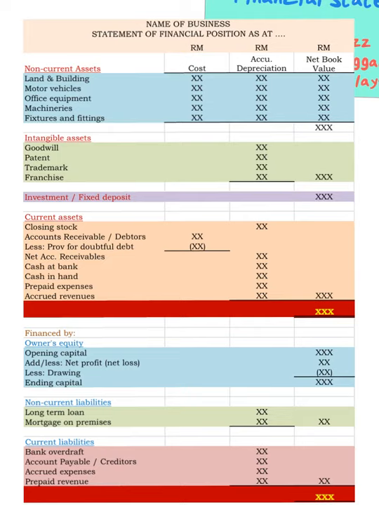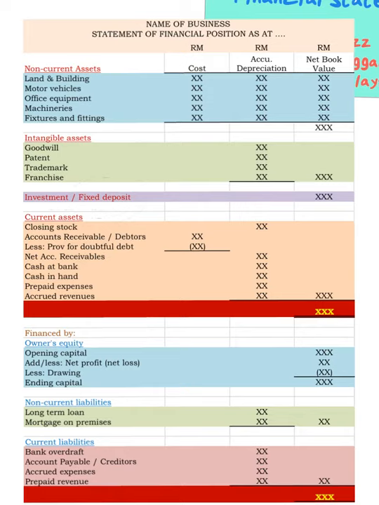So you can see, just like the statement of profit or loss, you also have 4 columns here. And then the next one is the investment. Here we have investment or fixed asset, fixed deposit. Just remember that for a fixed deposit to appear here, it must have a maturity period of more than 1 year. If the maturity period is less than 1 year, then it will appear under your current asset. So for investment of fixed asset, you just put it here.